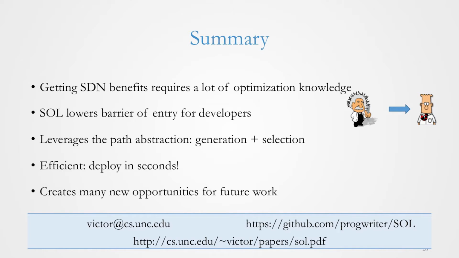So just a quick summary, getting SDN benefits requires a lot of expertise at this point. SOL lowers the barrier of entry for developers and helps you write the applications in a much easier way. It leverages the path abstraction plus this general heuristic that is path selection. It is very efficient. We can deploy a network in about 15 seconds for a basic traffic engineering application. And we do believe it creates new opportunities for future work.